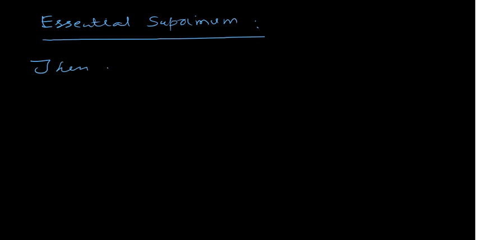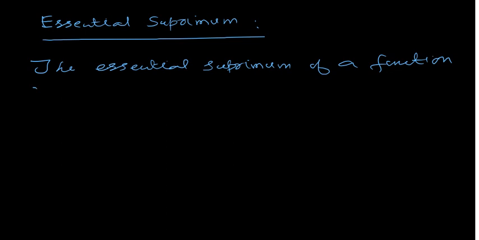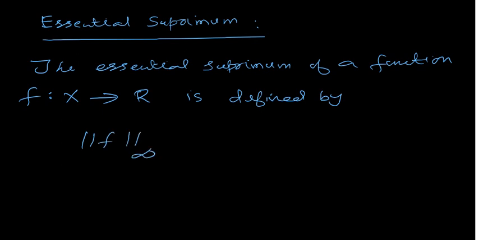Essential supremum. The essential supremum of a function f from X to R is defined by... this is its notation, norm of infinity. That's the notation of the essential supremum.